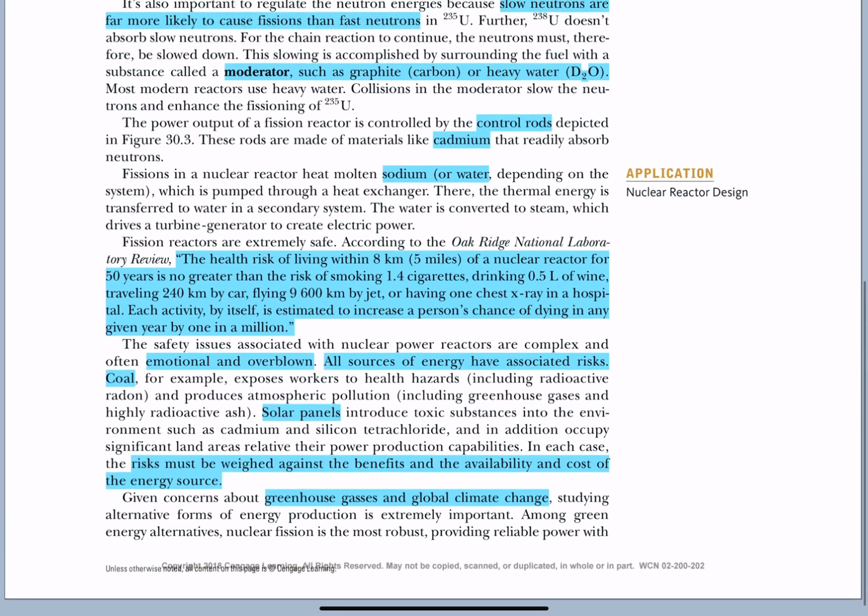Now, if you look at this next paragraph, it's kind of interesting to note that the health risk, and I'm quoting the text here, of living within 5 miles of a nuclear reactor for 50 years is no greater than the risk of smoking 1.4 cigarettes during the course of that time, or drinking half a liter of wine, or traveling 240 kilometers by car, or flying almost 10,000 kilometers by jet all the way across the continent, or having a chest x-ray. Each of those activities is estimated to increase a person's chance of dying in a given year by about 1 in a million.